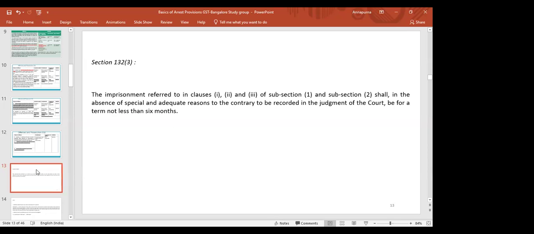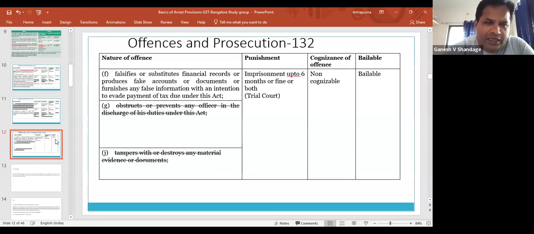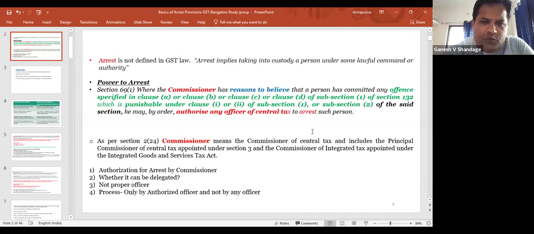Yes, Ganesh, sir. Yes, madam. Just 69(1), the power to arrest, is restricted to only Roman 1 and Roman 2 of 132(1). I am not able to understand why Roman 3 is not included. Does it mean if any offense involves up to 2 crore, 1 to 2 crore, there's no power?